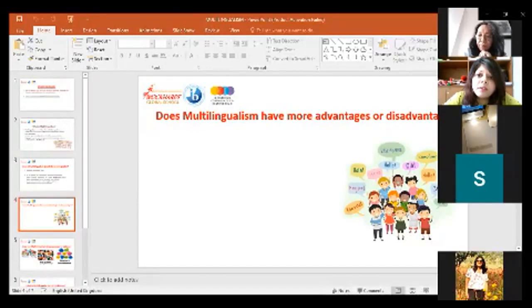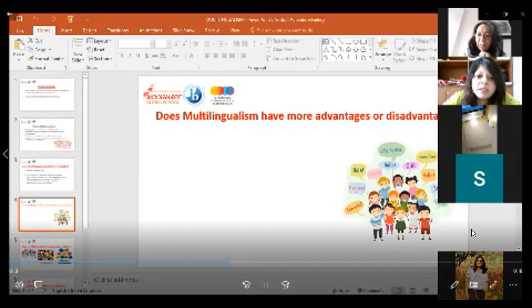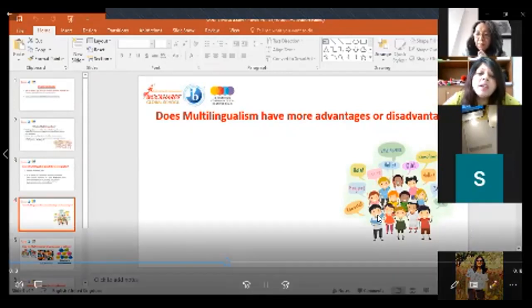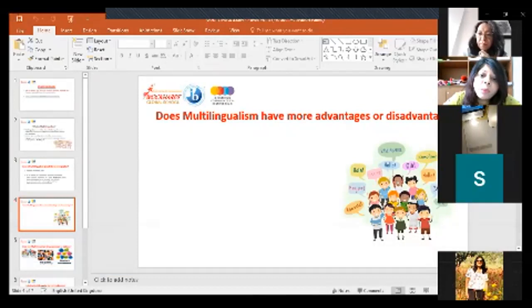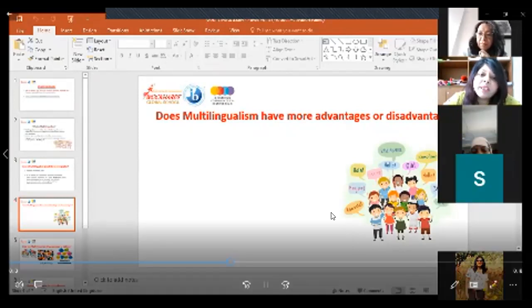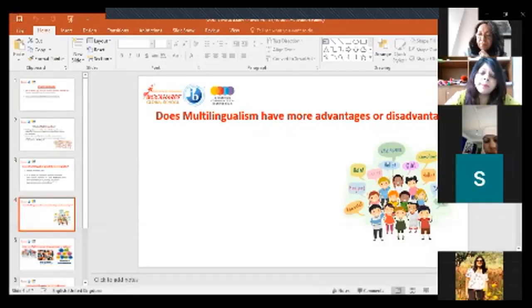I see that we have two more members who are here, Miss Anjali and Miss Raji. We would like to know what your views are about knowing a lot of languages, or being multilingual. Does it have more advantages or disadvantages? What are your viewpoints on it?